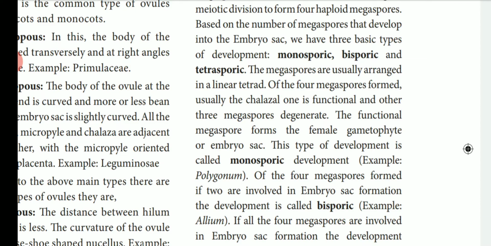This type of development is called monosporic development. When only one megaspore develops, we call it monosporic development. That one we can see in Polygonum. Mono means one. Two megaspores is very rare; mostly only 1 megaspore will develop into an embryo sac. Sometimes 2 megaspores are involved in embryo sac formation. When 2 megaspores help in the development of the embryo sac, it is called bisporic. Bi means 2. An example is Allium.